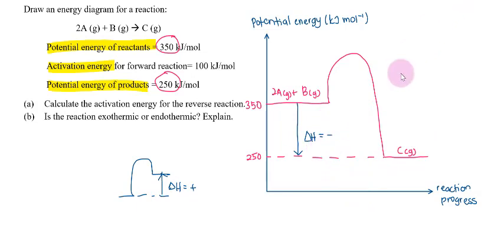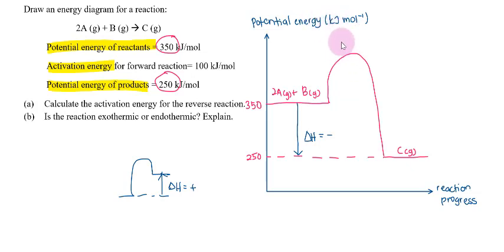Next, we can calculate the delta H value from these two values. So we could answer part B here: if the reaction is exothermic or endothermic, explain your answer. It is an exothermic reaction because the enthalpy of reactants is higher than the enthalpy of product. I'm going to show you the calculation later, but first let's complete our diagram with the labels.